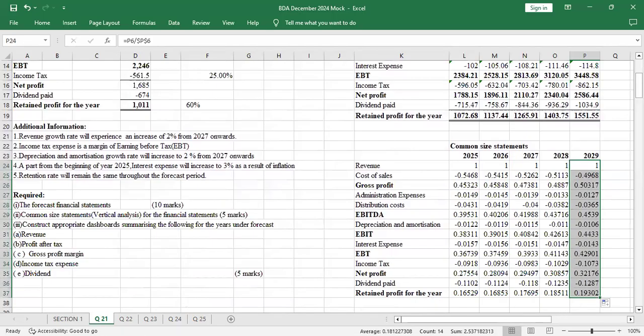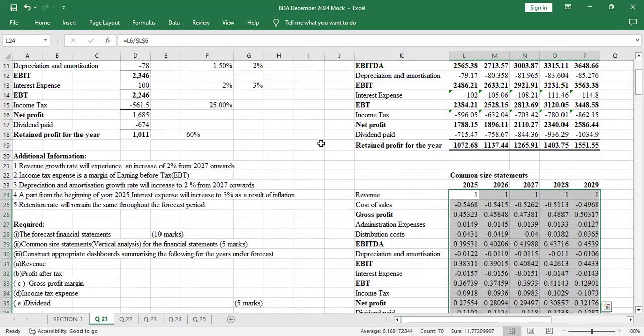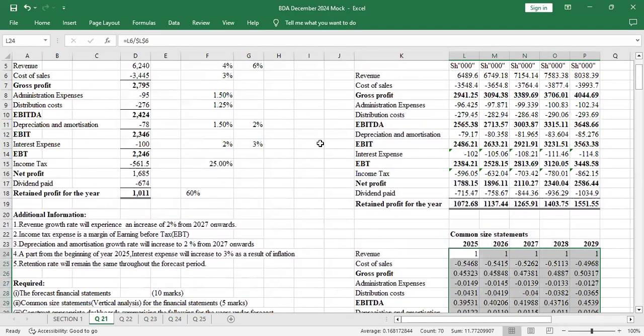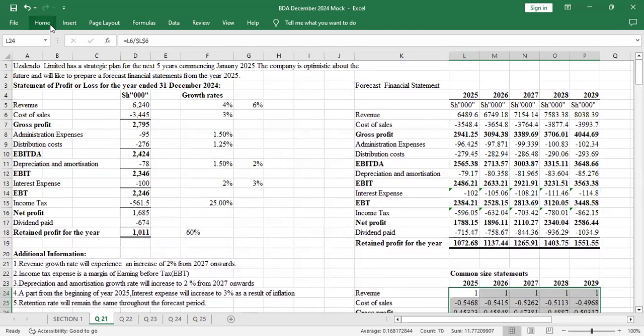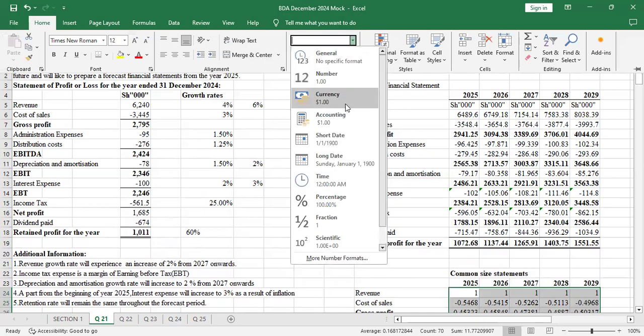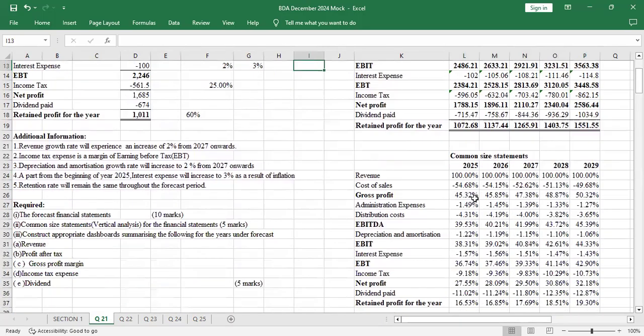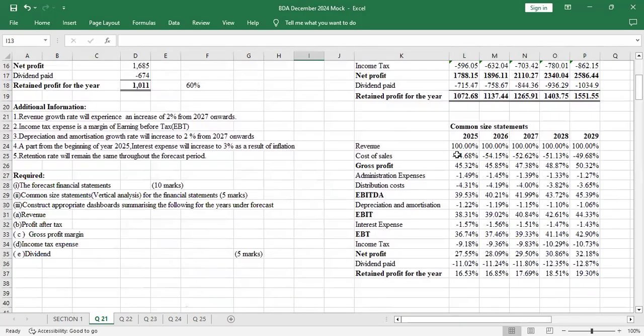Once you drag that way, that is the common size statement. You can leave it in this form and no one will penalize you, but I prefer that you change all this into percentage, because common size statement analysis is always a percentage of revenue, vertical. So you highlight that, go to Home, then General, and look for where the percentage is. Everything is now in percentage.